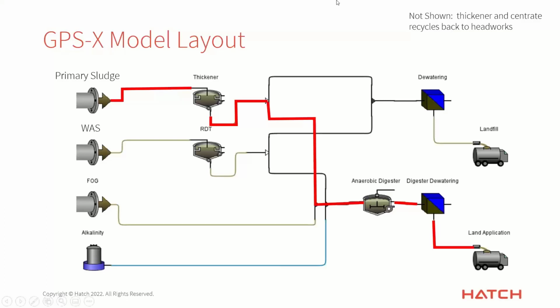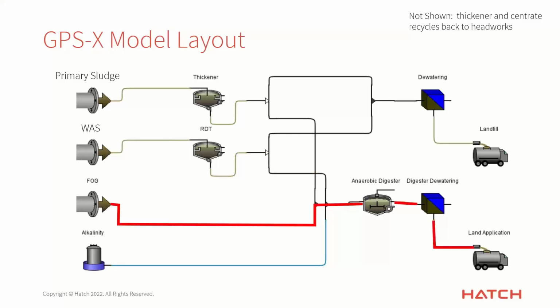So these are going to have different costs. This kind of endpoint and this kind of application are going to have different costs associated with them, and we can split them evenly or put it all one way or put it all the other way. And again, same thing with the WAS. We can thicken it and send it all to be landfilled, or we can send it through the digester and out to be land applied.